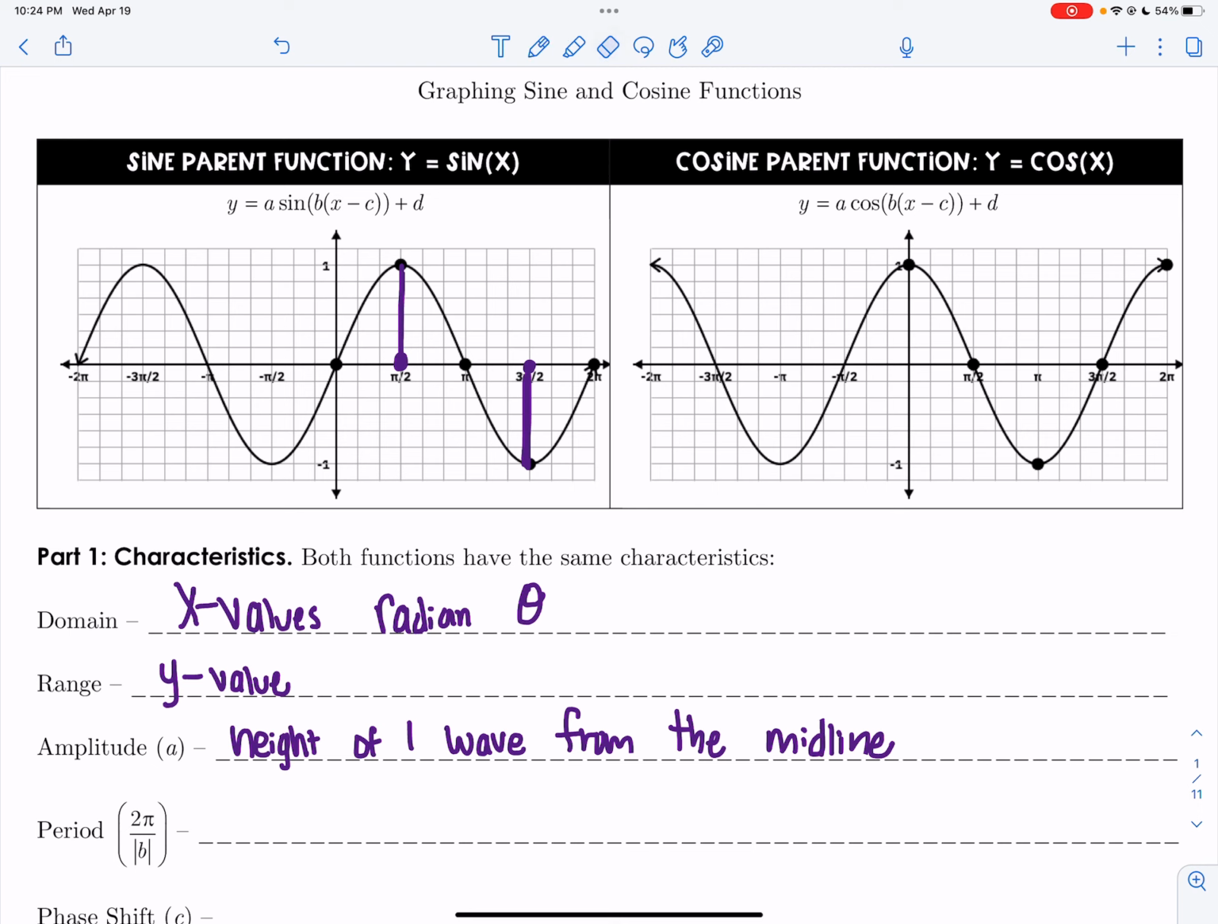You'll see that they should be both the same because your amplitude is just distance. So amplitude is never negative. You might see something like -2 cosine of 3x plus 4. Don't say that this is an amplitude of -2. This is an amplitude of 2 with a reflection over the x-axis.